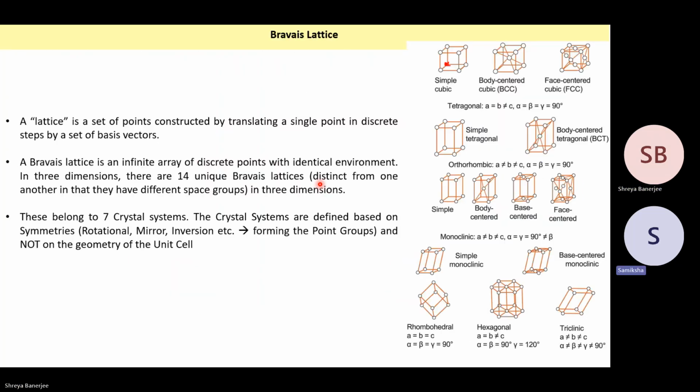Ma'am, in the case of rhombohedral, the things are same as simple cubic, but the shape is a little bit different. Yes, correct actually. Rhombohedral, if you only look at the unit cell, it is difficult to distinguish from cubic. But if you see the extended crystal, the packing is different. So that is how rhombohedral and simple cubic is being differentiated. Okay.